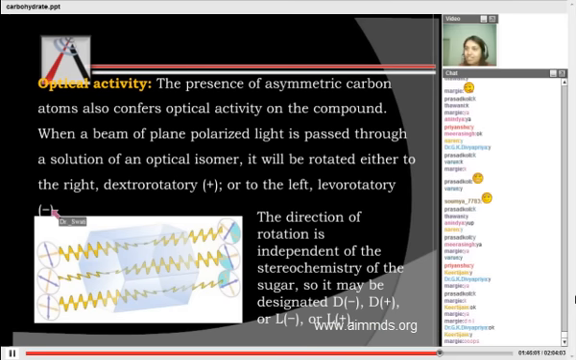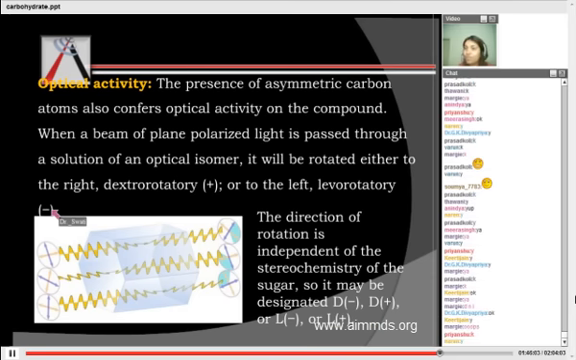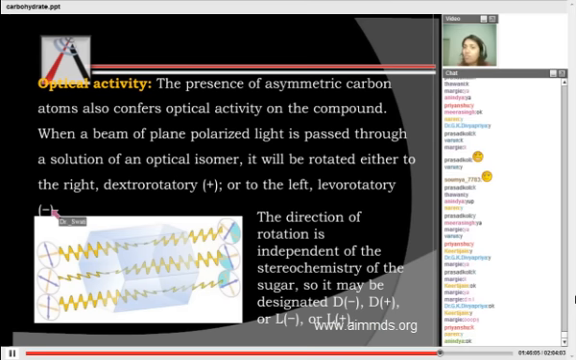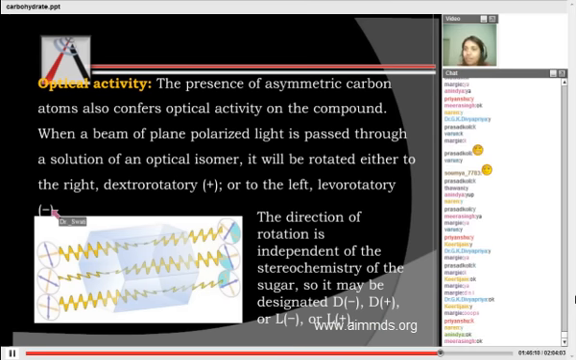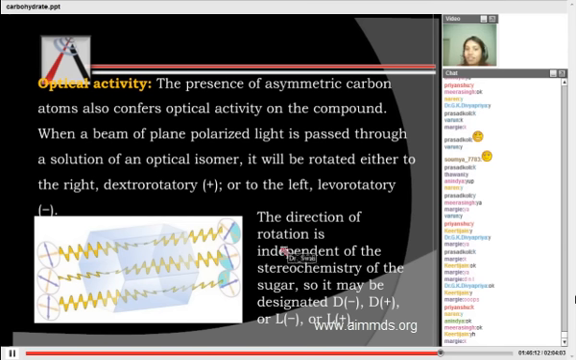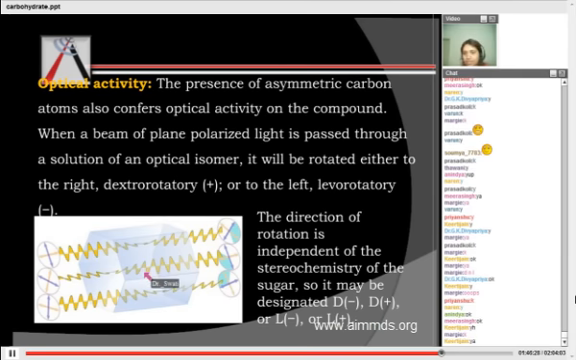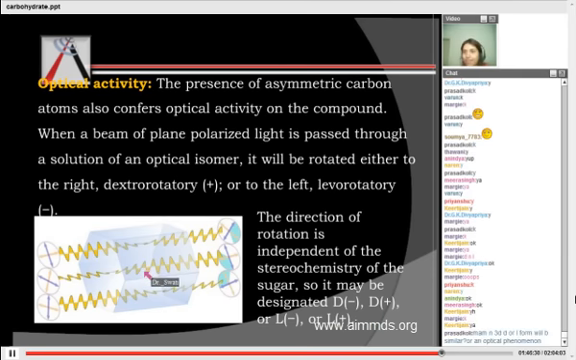Because D and L isomerism of glucose was based on the position of OH and H on the fifth carbon atom. The direction of the rotation is independent of the stereochemistry of the sugar, so see, D may be minus, D may be plus, L may be minus, L may be plus, depending on its effect on the polarized light. Okay, so this is the third type of isomerism we saw.